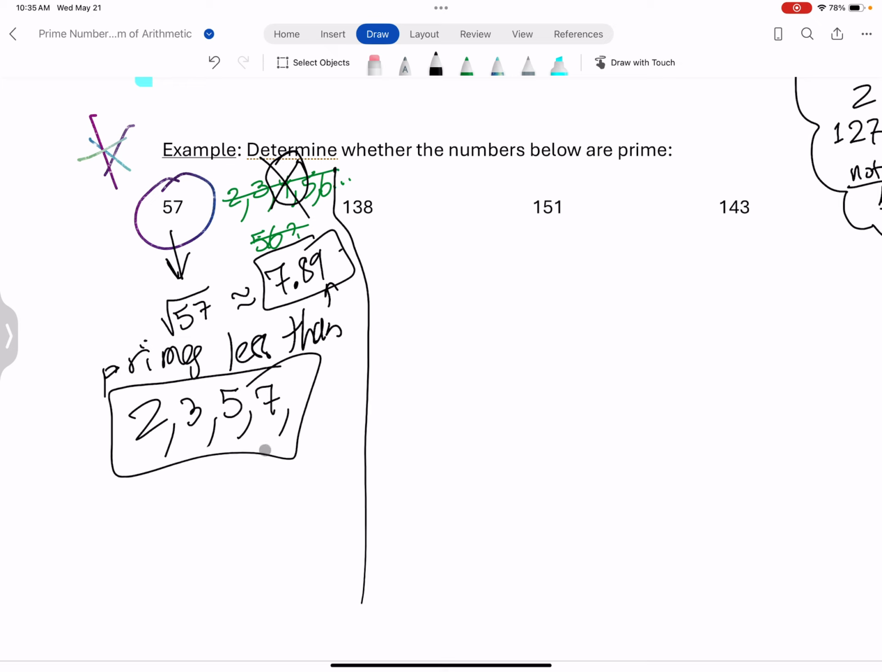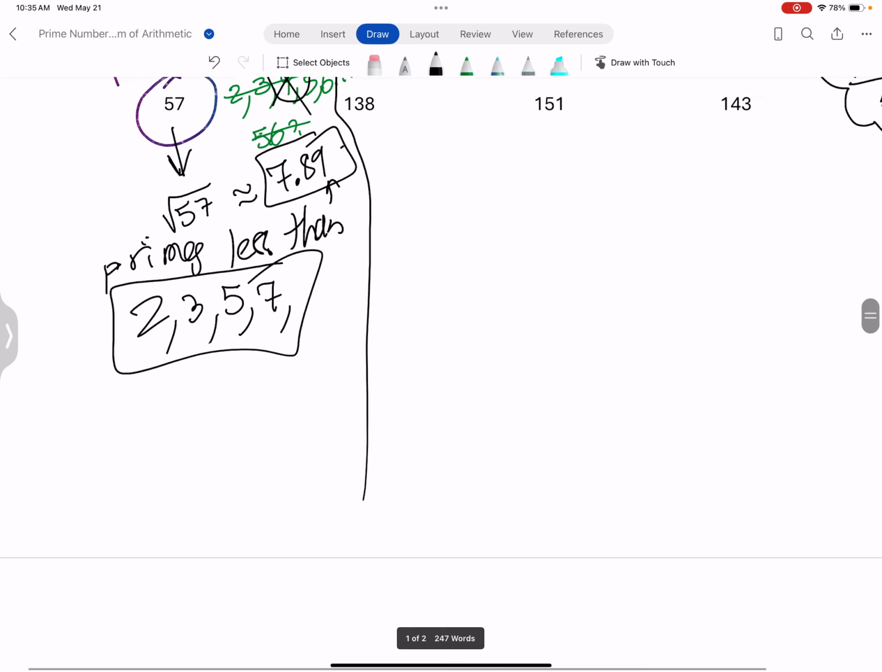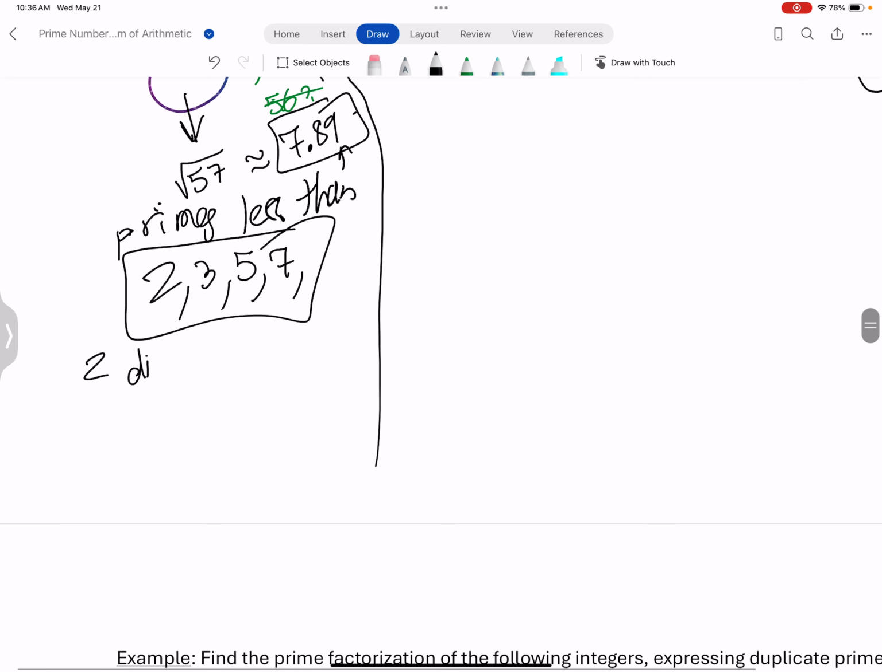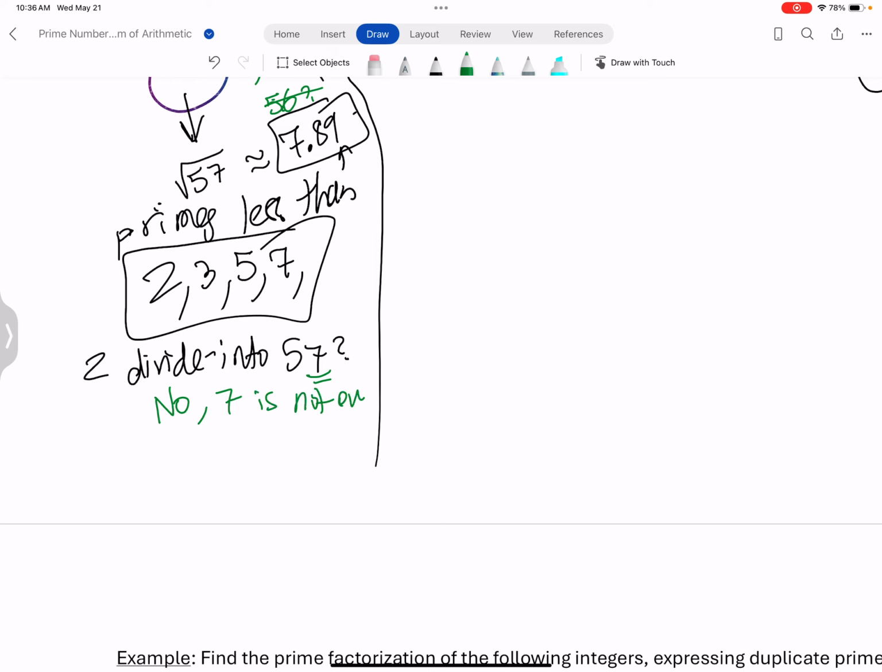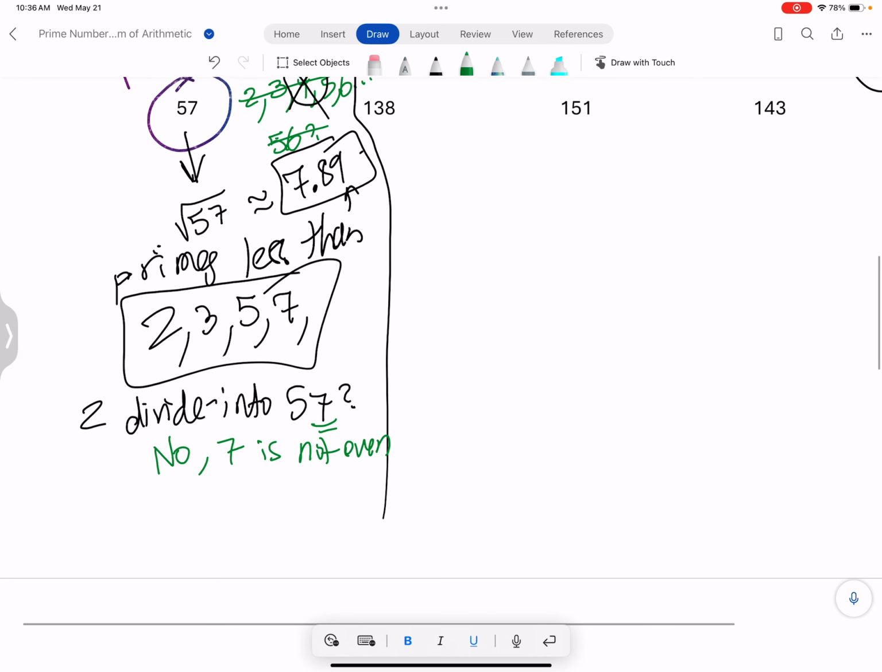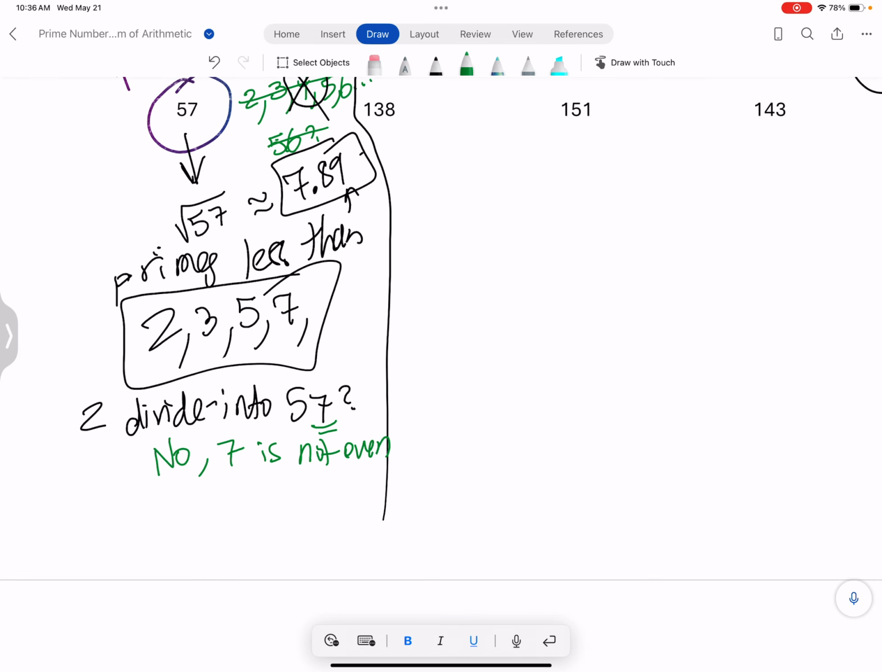So does 2 divide into 57, question mark? Well, I could think back to that divisibility test. I'd say no, because the second digit is not even. 7 is not even. So far, if it was divisible by 2, I could say, nope, 57 is not prime because I found something that divides in that's not 1 or the number itself. But I got a no on that one. I'm going to try the next guy.